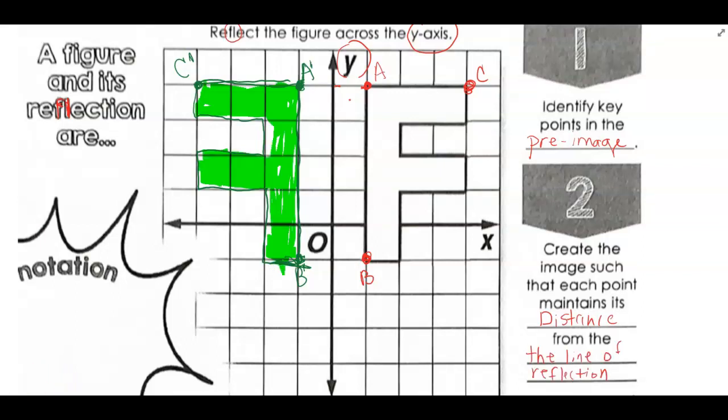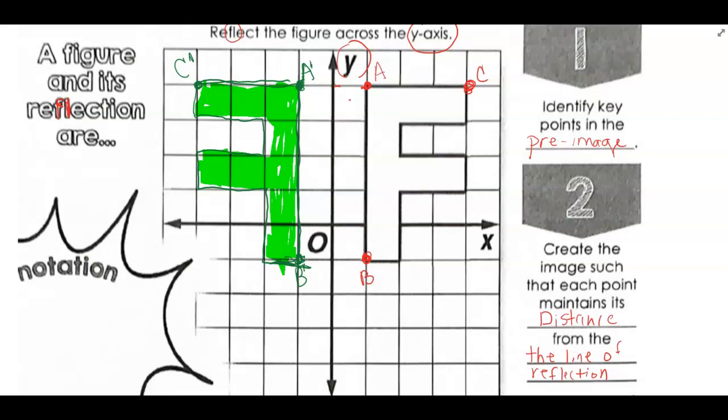Let's take another quick look at exactly what we did here. So first, we identified key points on our pre-image. So I just plotted some points, identified them. And then I identified the distance from the y-axis because my directions told me to reflect the figure across the y-axis. So then I found the image.